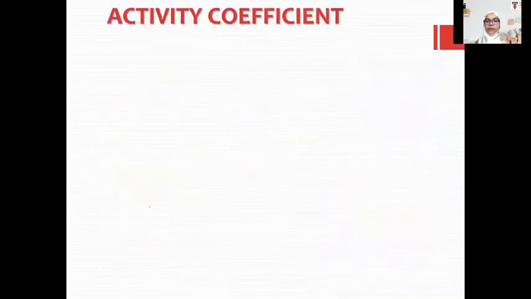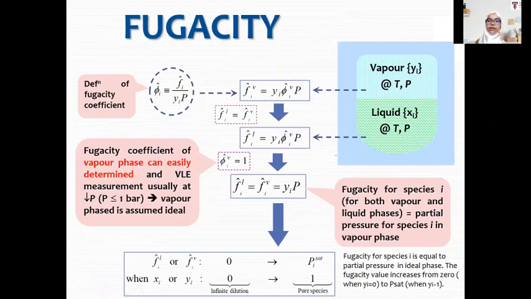So the vapor phase will be assumed to be an ideal gas. The fugacity of species i, for both vapor and liquid, is equal to the partial pressure of species i in the vapor phase. So we know that for infinite dilution, or if we have the two phases, whether liquid and vapor, it gives a value related to the saturation pressure. The fugacity of a species equal to its partial pressure in an ideal phase gives us the Lewis-Randall rule.